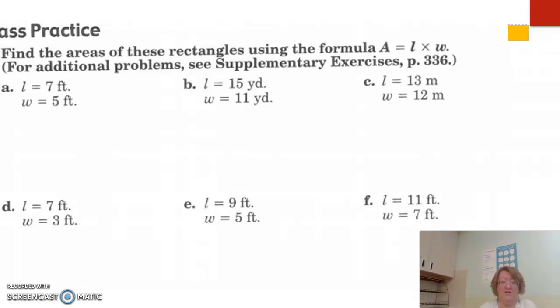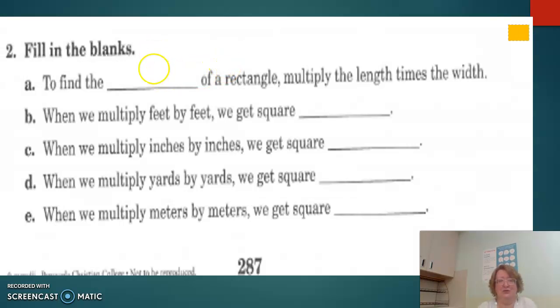E would be 45 square feet. And F would be 77 square feet. Give yourselves a hand, especially if you remember to put square. Going on to section 2.